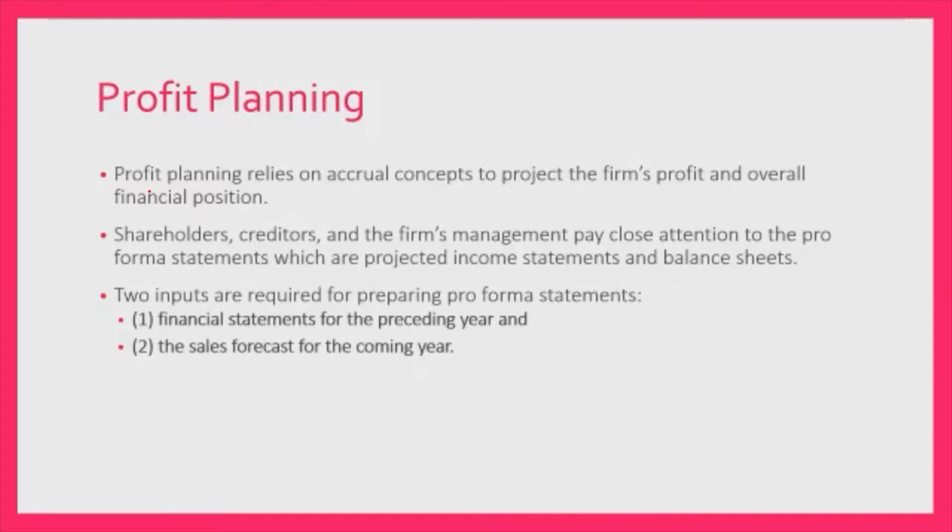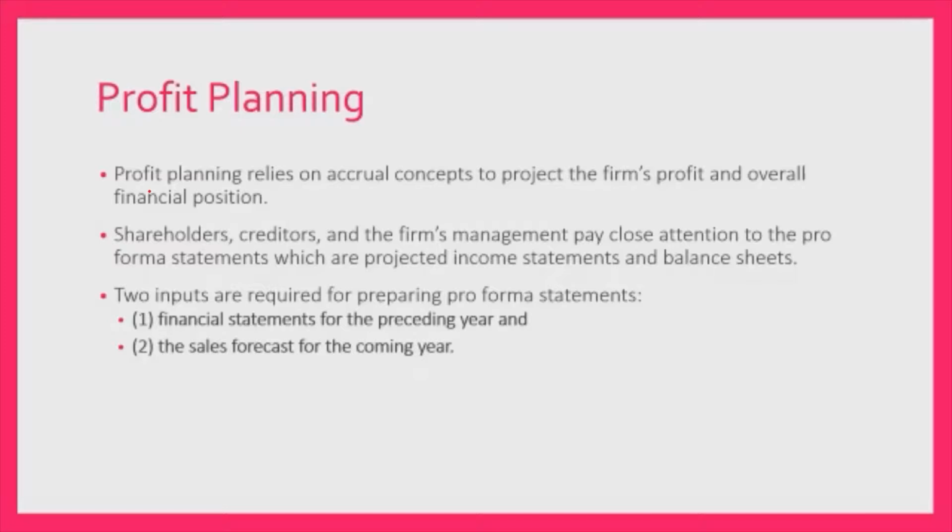We're accounting for everything. So shareholders, creditors, and the firm's management pay close attention to the performance statements, which are projected income statements and projected balance sheets. So we call them pro forma. They are income statements and balance sheets, but they are projected, right? So they haven't occurred yet. We're just projecting them based on the past income statements that we have. What we need for this, we need the financial statements from the preceding year, the years before, and we need a sales forecast for the coming year.